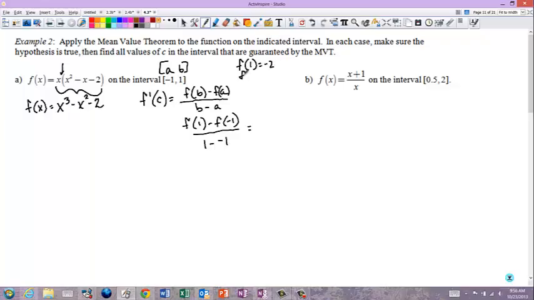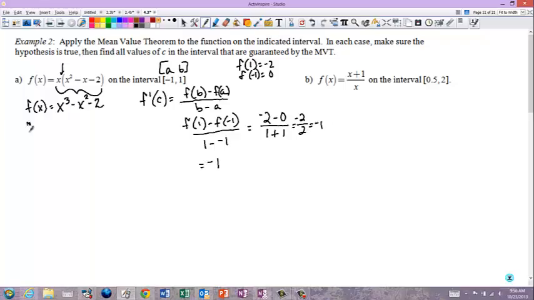I've already filled these in, so to save time on the video, we're just going to tell you what those are. So I've got negative 2 minus 0 over 1 plus 1. So that's negative 2 over 2, which is negative 1. So f of b minus f of a over b minus a is negative 1.